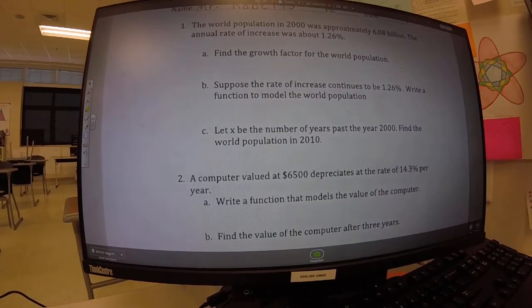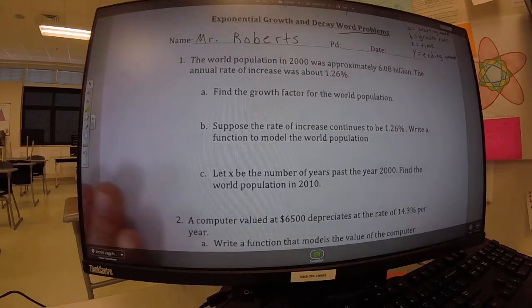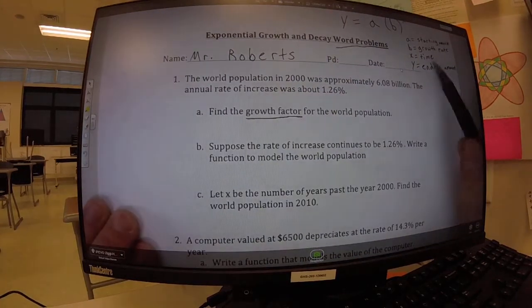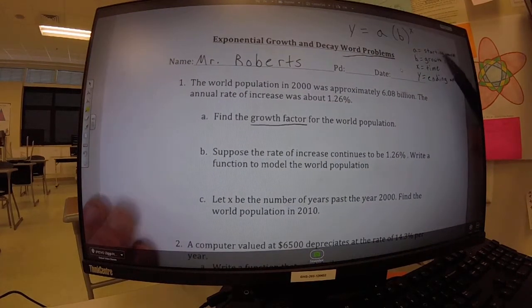The world population in 2000 was approximately 6.08 billion. The annual rate of increase was about 1.26%. Find the growth factor for the world population. All right? So they're asking for the growth factor, which that's going to equate back up to that variable b.